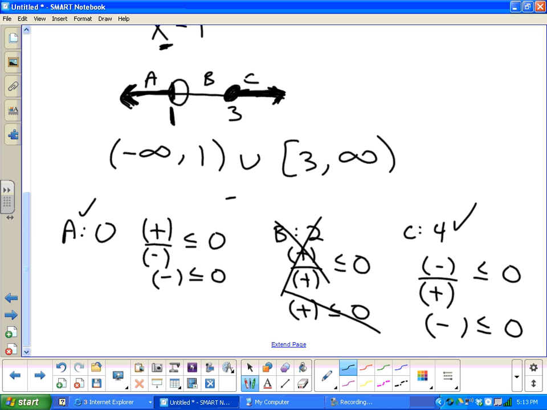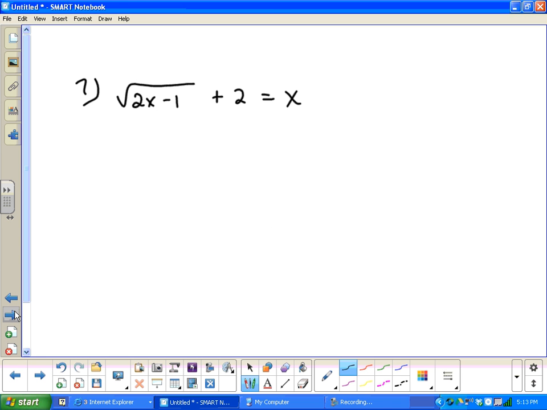Okay, now let's look at the ones that were on the back. Now everything that was on the back was some sort of an equation. And in each of these, you had to be sure that you didn't have any extraneous solutions. And so anytime you have rational equations, you can't divide by 0. Anytime you have radical equations, anytime you have to square both sides, you have to check for extraneous solutions. Now, let's do number 7 here.